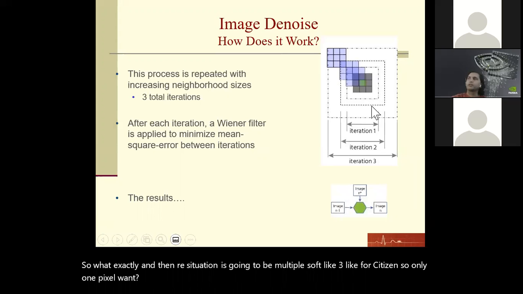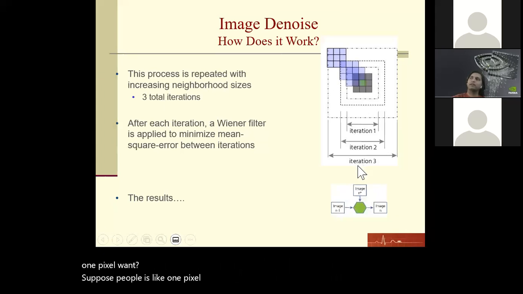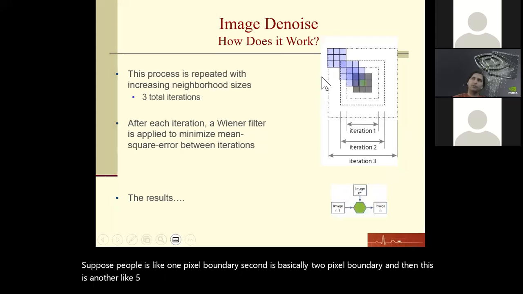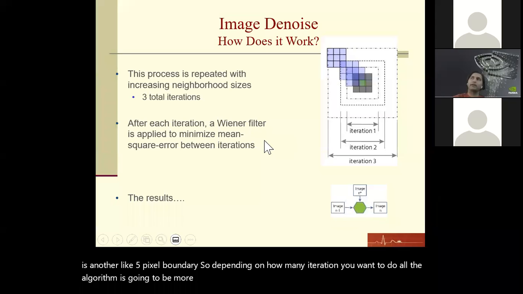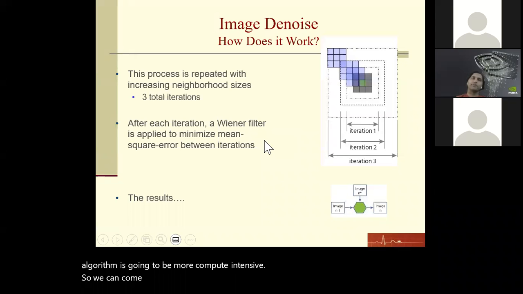Yeah. So the first is like a 1 pixel boundary. The second is basically a 2 pixel boundary. And then this is another, like, 5 pixel boundary. So depending on how many iterations you want to do, the algorithm is going to be more compute intensive. We can come back to how we implement it on the GPU and everything.